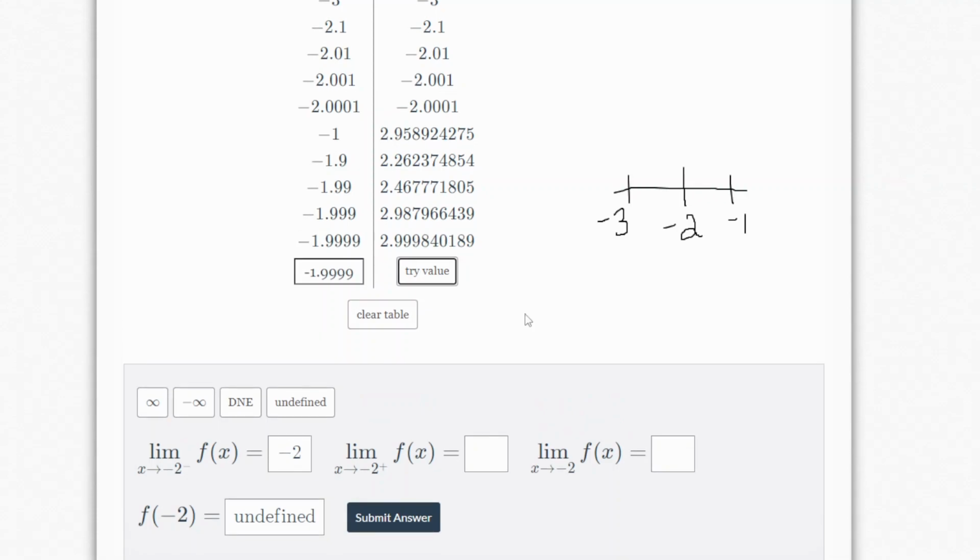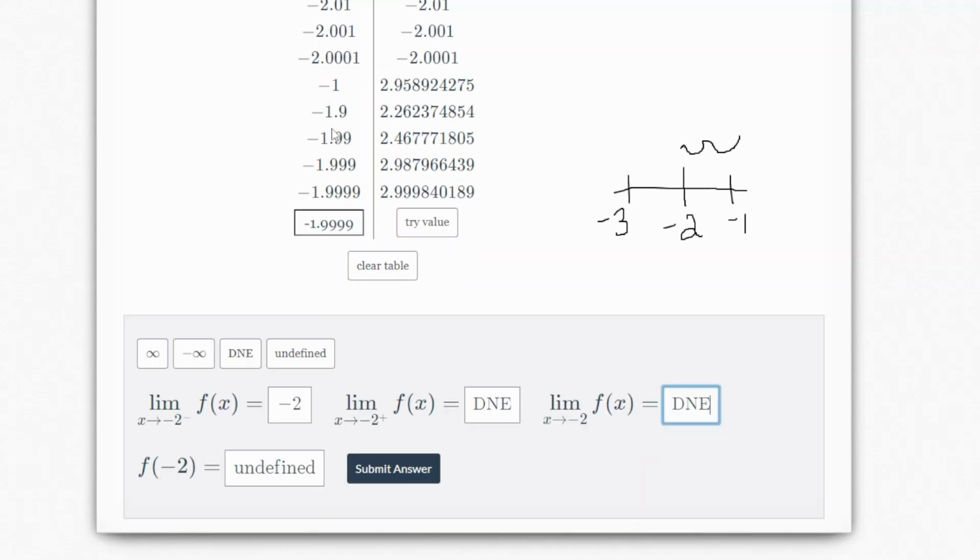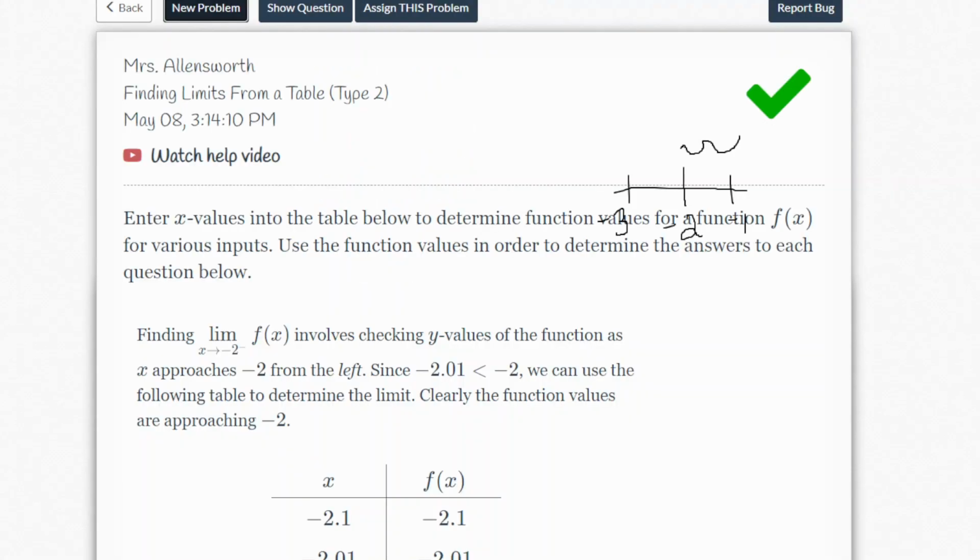This is having some kind of weird oscillating behavior where as I'm getting closer, I'm going up and down and up and down. And so this does not have a limit that exists. So I'm going to put D and E. Since these don't match, I'm going to put D and E here as well. So this is why it's important to really pick a number and then start getting closer and closer so you can see the trend. I wish they graphed these for me, but they don't.